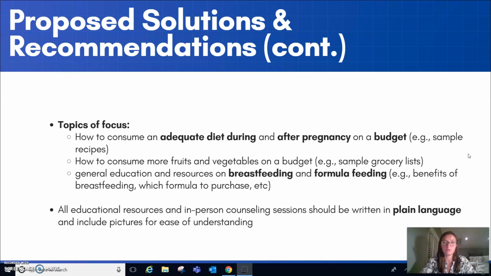All the educational resources and in-person or on-the-phone counseling sessions should be written in plain language and include pictures for ease of understanding to account for health literacy levels.